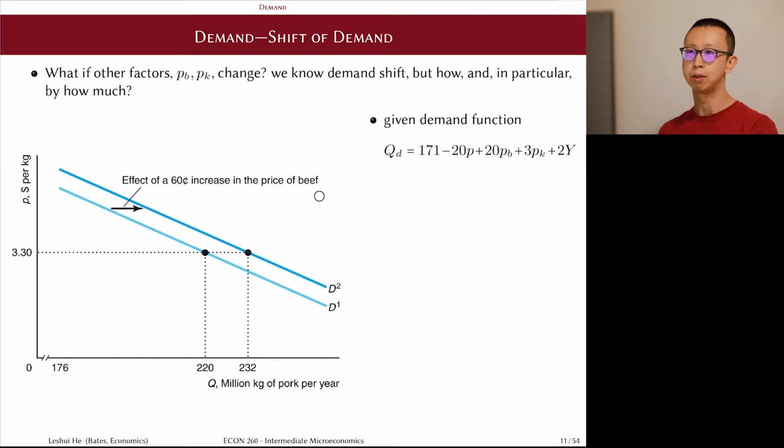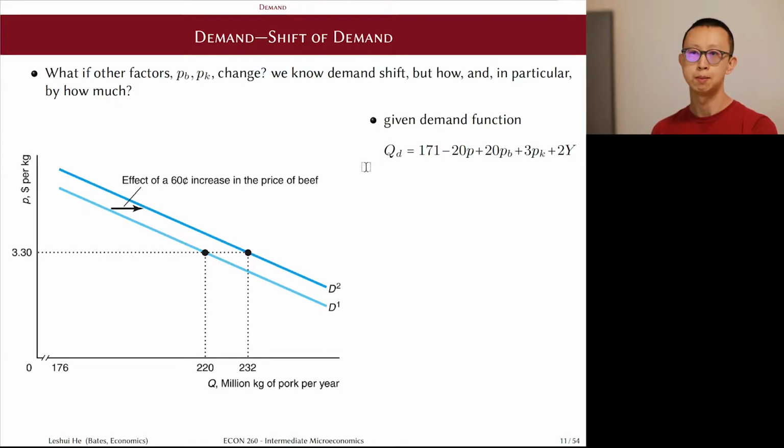For example, if the price of beef increased by 60 cents, then the demand curve is going to shift to the right. However, by how much is a much harder question to answer. And whether the shift is going to be parallel is a bit of a mystery to us, especially in the principles class. So now let's take a look at that and see whether that answer is definitive.